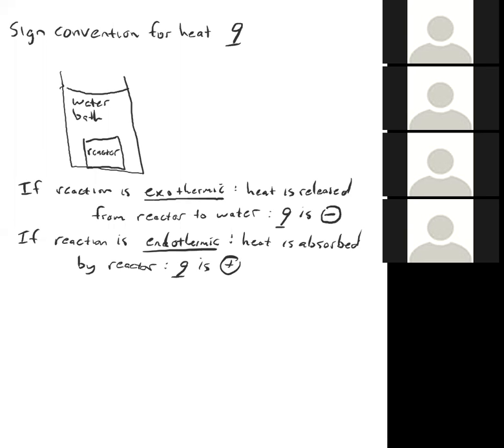Okay. So heat can be positive, it can be negative. Positive means it's going into the reactor. Negative means it's going out of the reactor. So let me draw you a little picture to sum all this up. Here's your reactor.